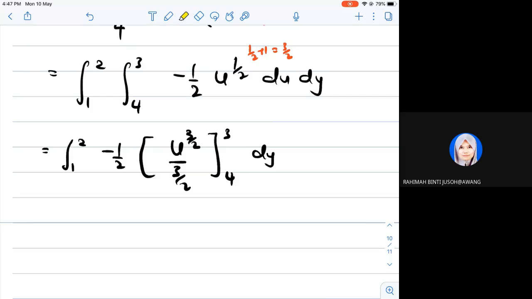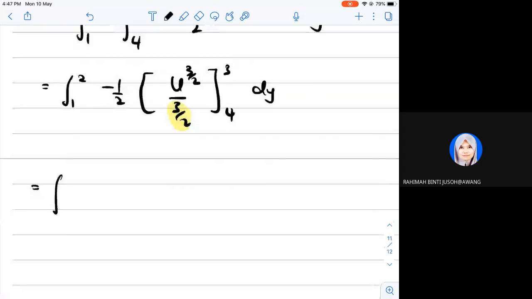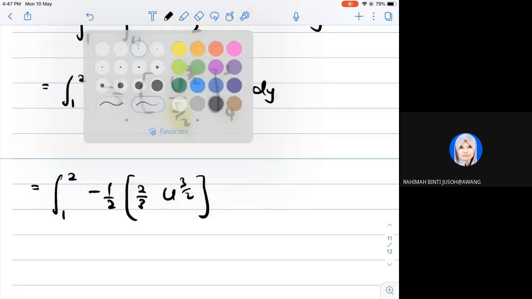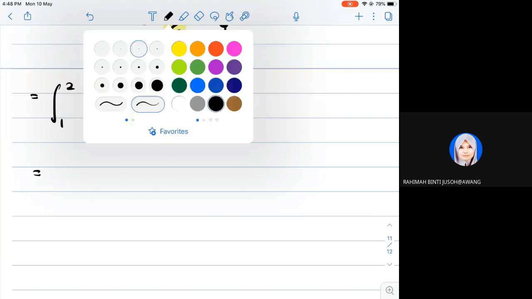Okay guys, so bila dia duduk kat bawah, dia jadi naik atas lah. So it becomes negative 1 over 2 darabkan dengan 2/3 lah. 2/3 u kuasa 3/2. Gitu. Petak ni. So you kena gantikan 3 dengan 4 dy ni. So yang ni jadi negatif. Ini boleh cancel. So negative 1 over 3 taken out lah.